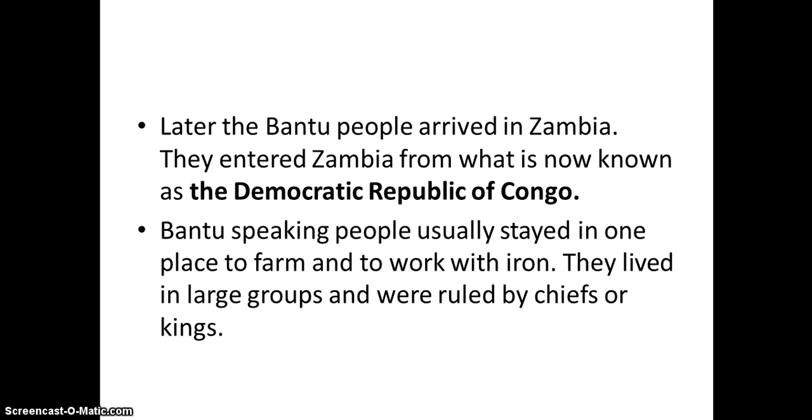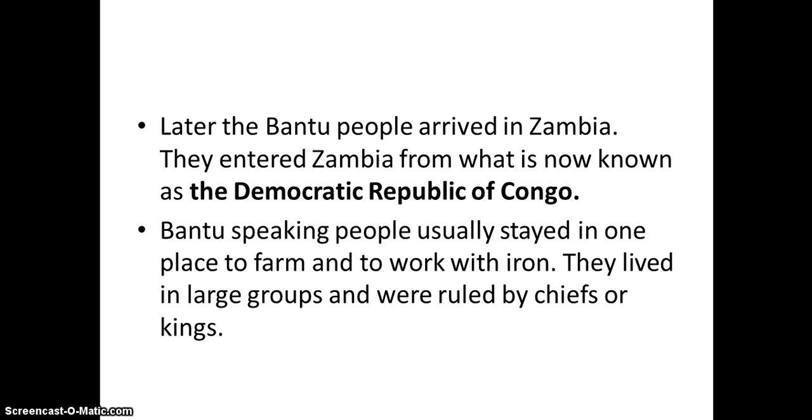And because of that, they were able to settle down, they were able to have families, and as a result of that, the Bantu people used to live in very large groups. And because they had large groups, there was a need for people to control these large groups. For that reason, the Bantu speaking people used to have chiefs or kings. Now that was different from the Khoisan. They never had that, okay, because they lived in small groups. But the Bantu speaking people were not nomads. They settled in one place.